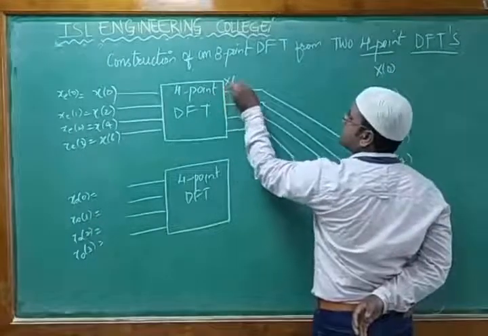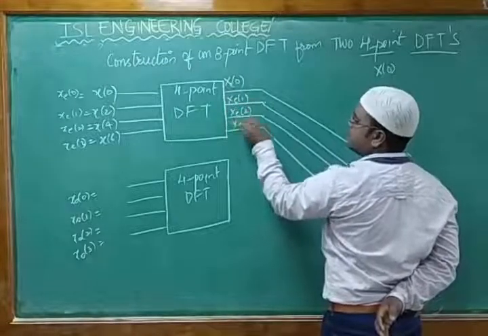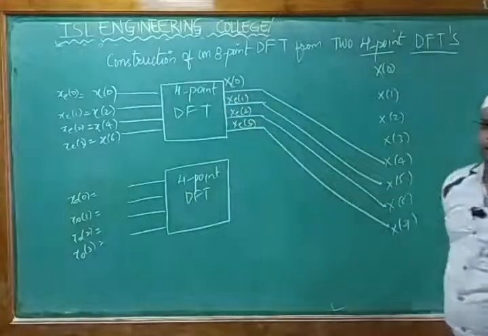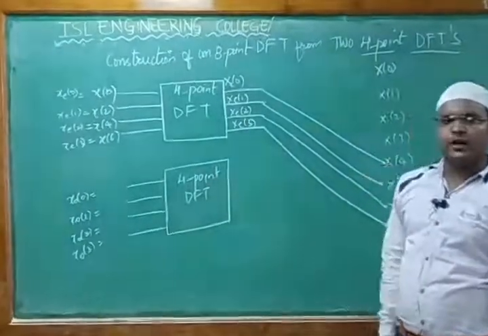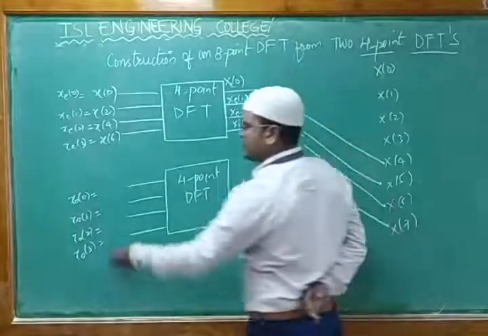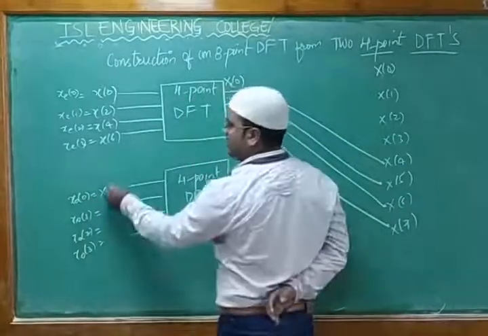X even of 0, X even of 1, X even of 2, X even of 3. So we wrote the even component. Likewise, we want to write the second 4-point DFT for odd. So how do we write X O of 0? What is the odd component?